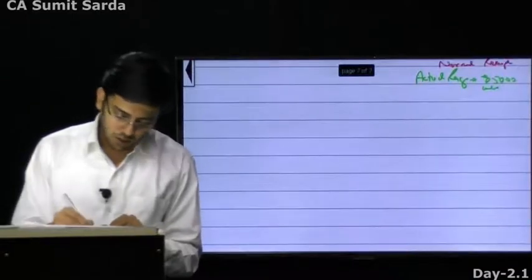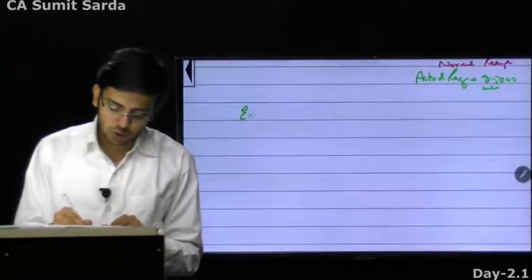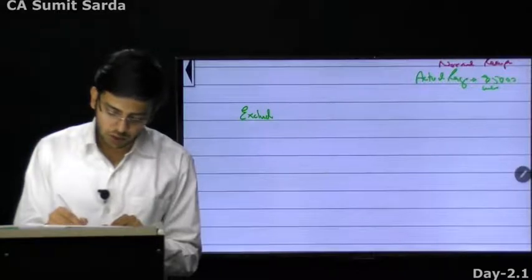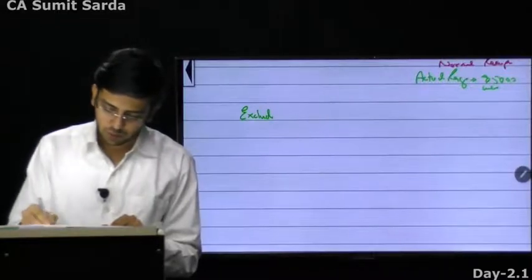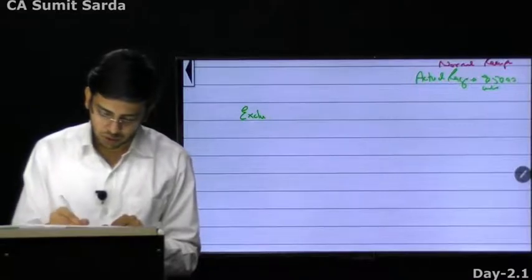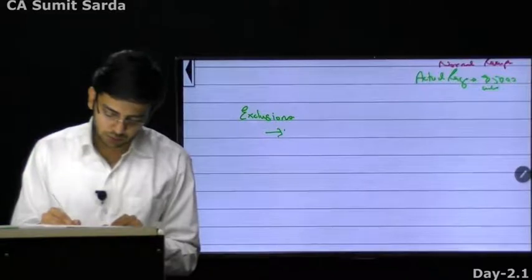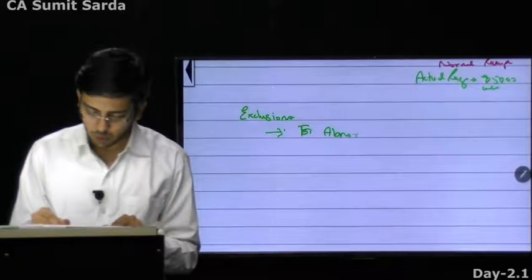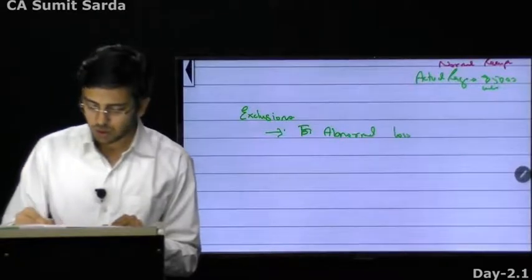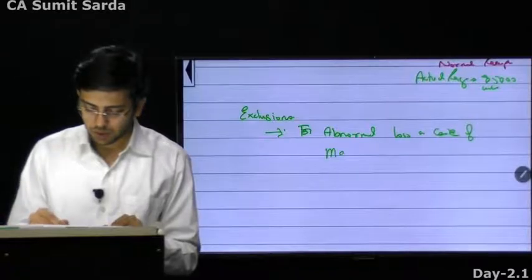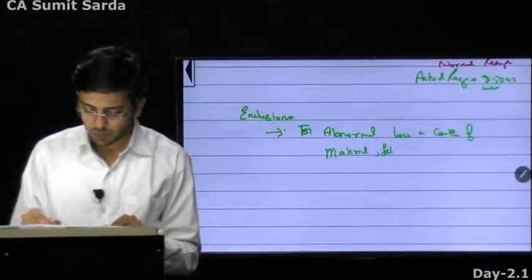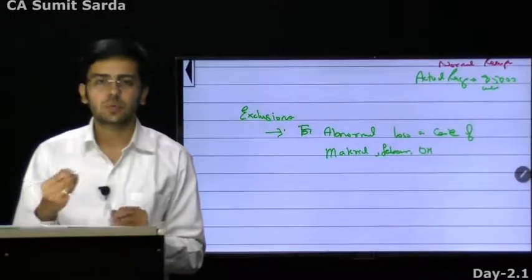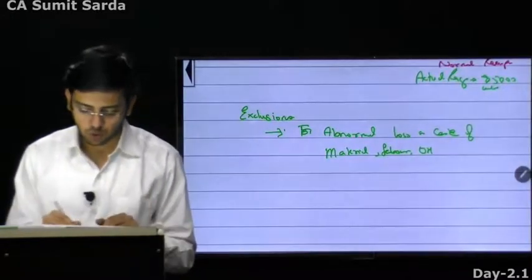Okay. There are various other exclusions as well. So we'll discuss the exclusions now. First exclusion has been abnormal loss in case of material, labor, overhead. So whether variable or fixed, any form of abnormal loss is to be excluded.